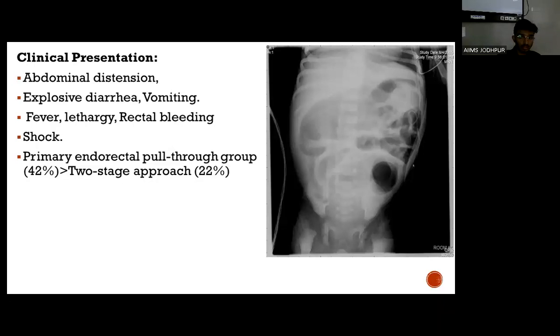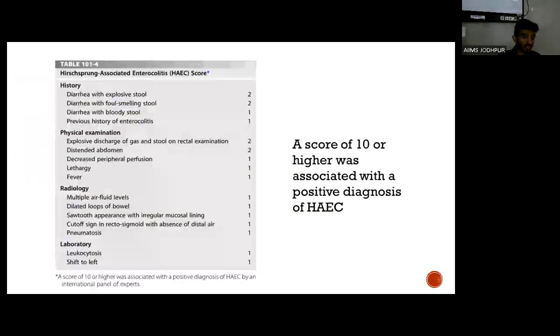And a classical X-ray is suggestive of bowel wall edema. Now, it is mainly associated, as I have said, with primary endorectal pull-through rather than a two-stage procedure. This is the Hirschsprung-associated enterocolitis score, for which a value greater than 10 is suggestive of HAEC. Among the factors considered are diarrhea with explosive stool, diarrhea with foul-smelling stool, diarrhea with bloody stool, and previous history of enterocolitis.